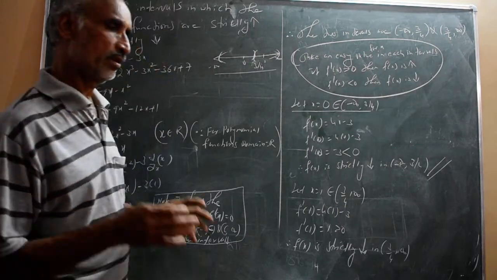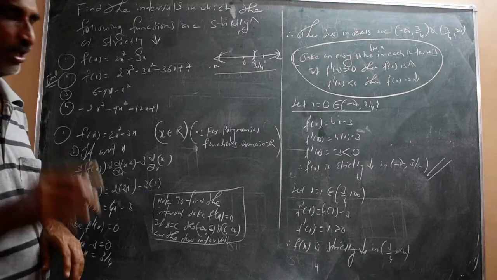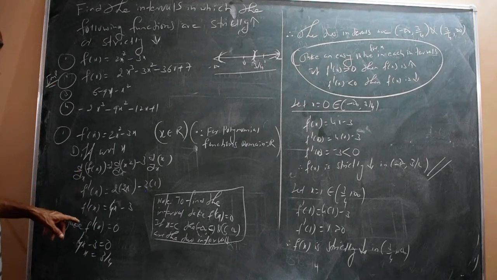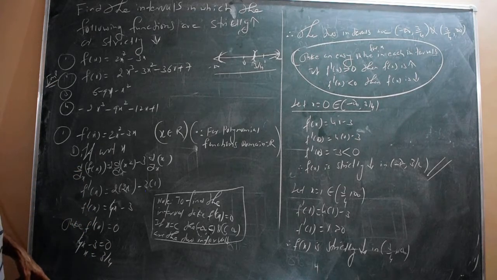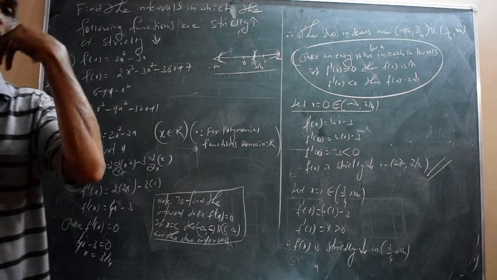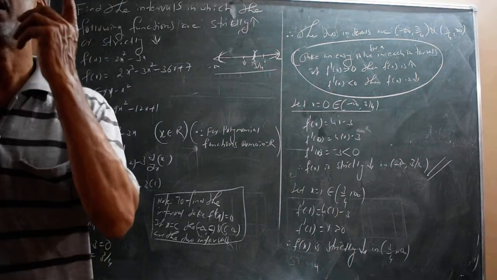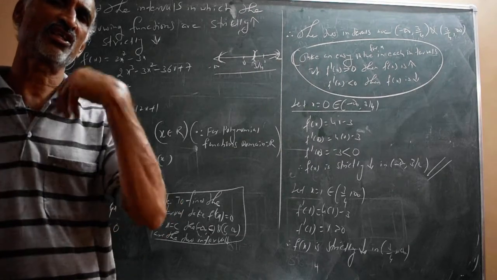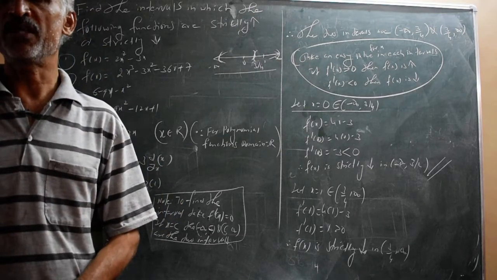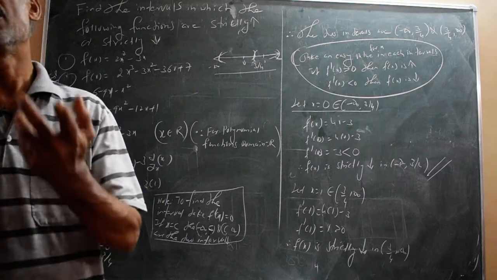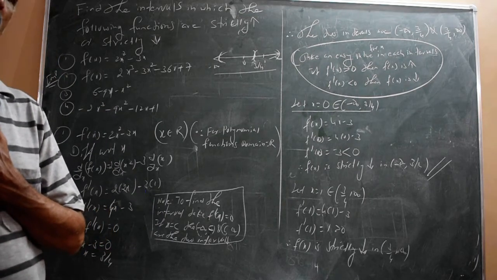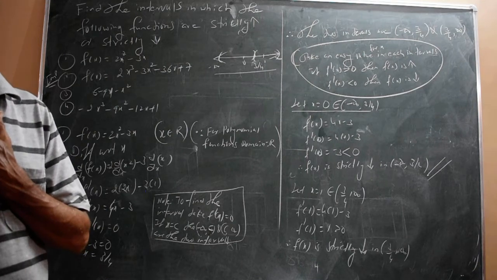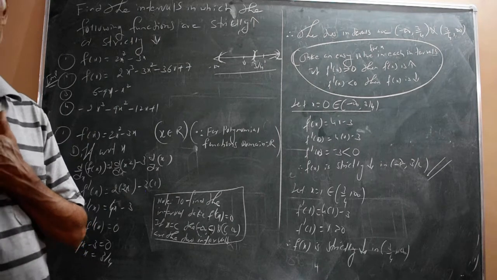So take one easy value in that interval and substitute that value in f dash of x. If f dash of x is positive for that value, then in that interval the function is strictly increasing. If f dash of x is negative for that value of x in that interval, then f of x is strictly decreasing in that interval. Understood? So very simple one.